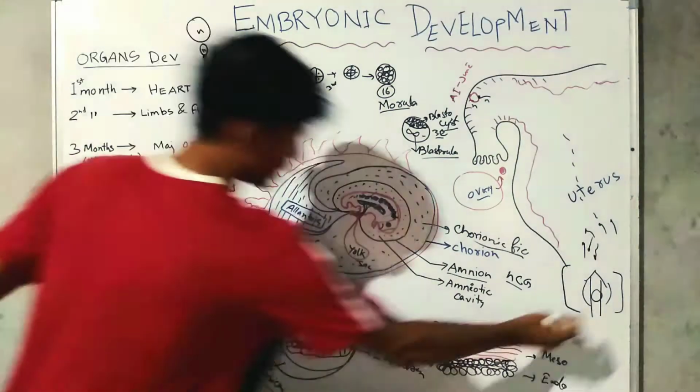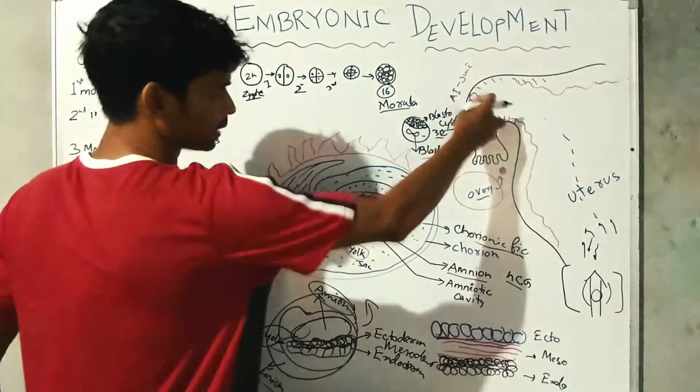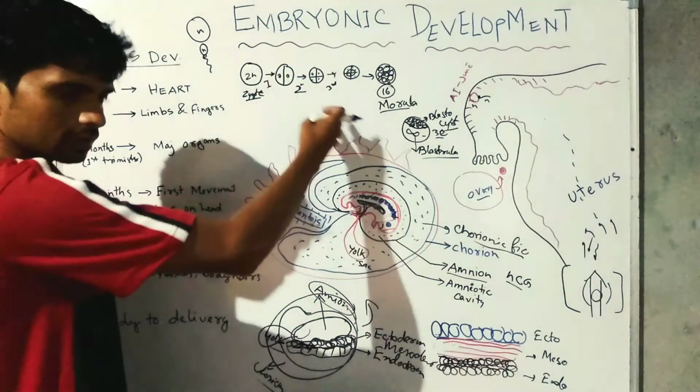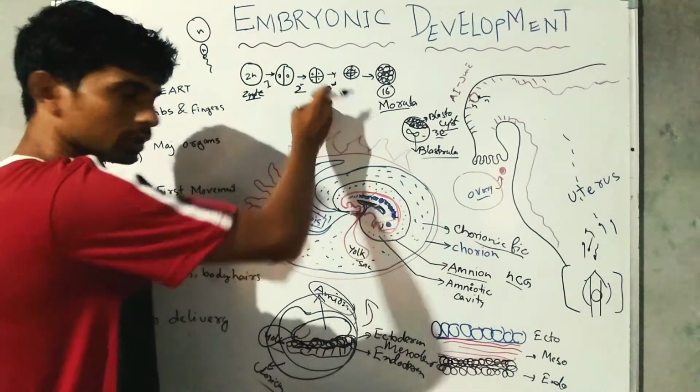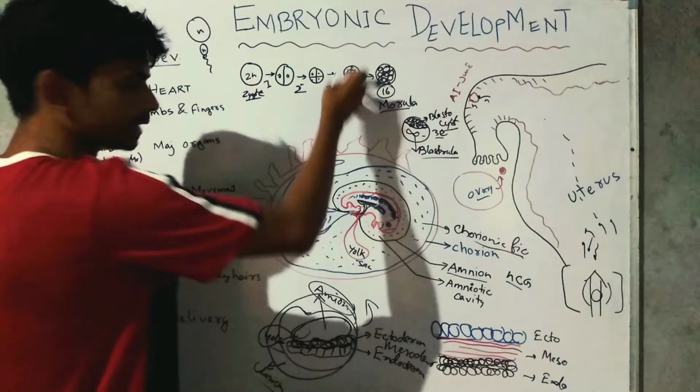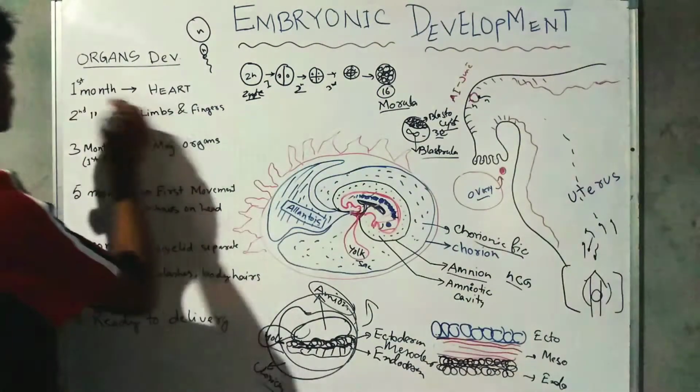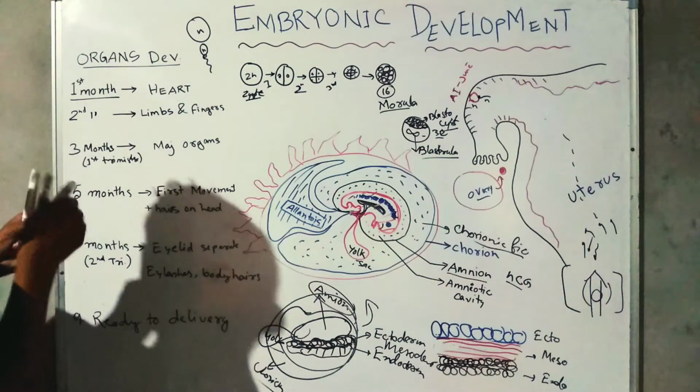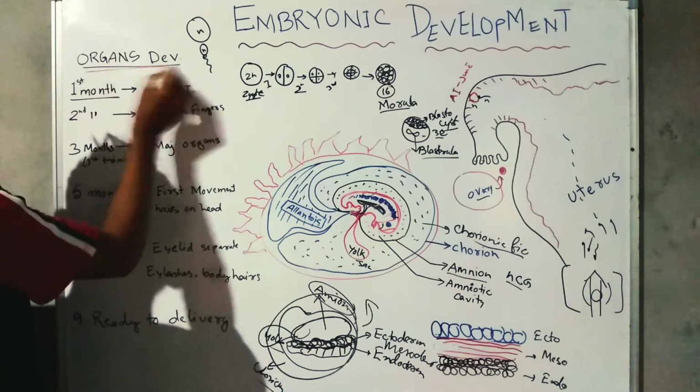Suppose on the first day of fertilization, the embryo will be divided into 2 cells. Then on the second day it will be a 4-cell structure. On the third day it will be an 8-cell structure, and so on. So on the first month, or 30 days, what will happen? Let's say organ development.